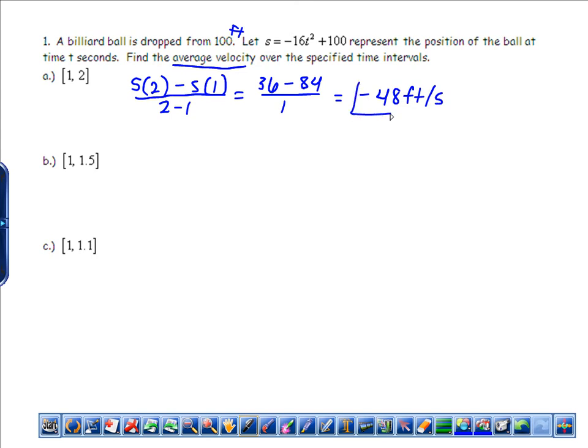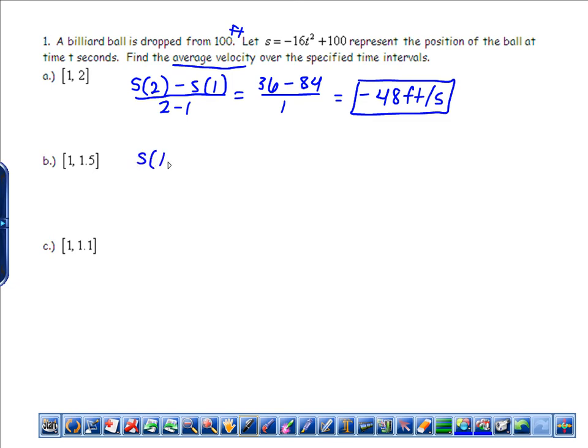I know in science you're used to meters, so you have to pay attention to which units you're in. If you see a 16 here, though, you're going to be in feet. That's always going to happen. Alright, so the only thing that's changing here is I'm minimizing the change in t. Up here, change in t was 1, now change in t is only 0.5.